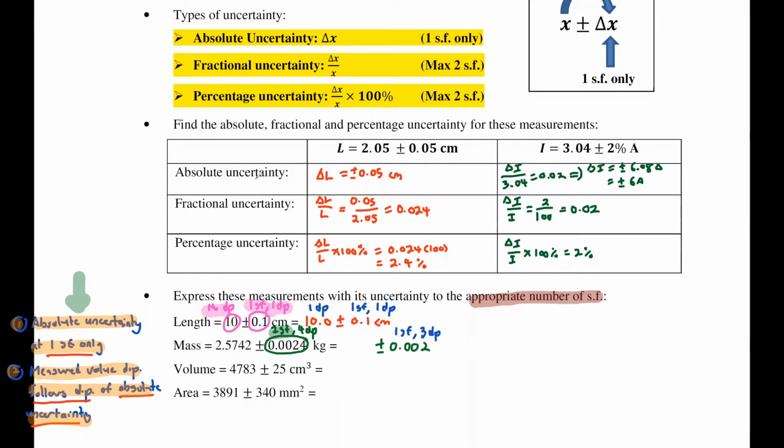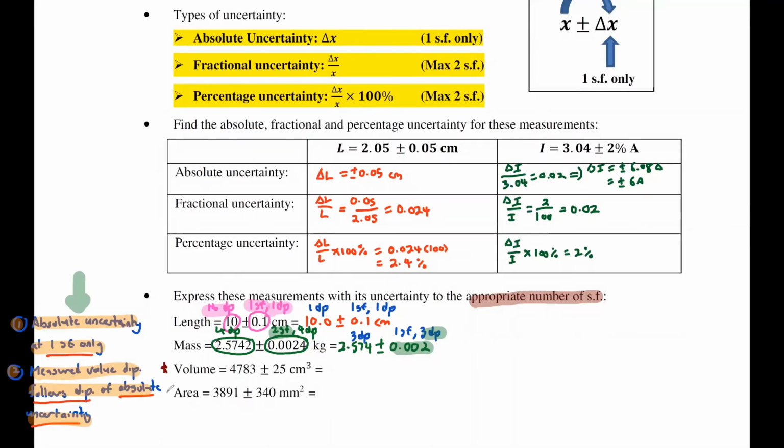Moving on to the second rule, we can see that the measured value over here is in 4 dp. Recall that I mentioned that for the second rule, your measured value dp must follow the dp of your absolute uncertainty after having followed the first rule. So since your absolute uncertainty over here is in 3 dp, it follows that the measured value must also be rewritten in 3 dp, giving us 2.574. Now we would have 3 dp over here. By writing them in this form, we would have followed both rules.